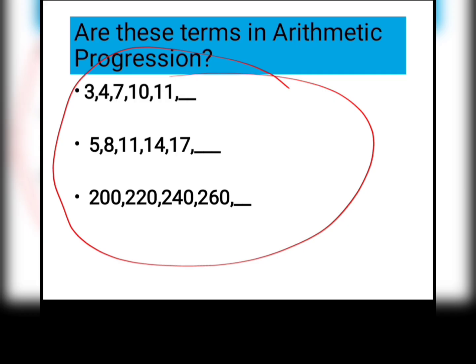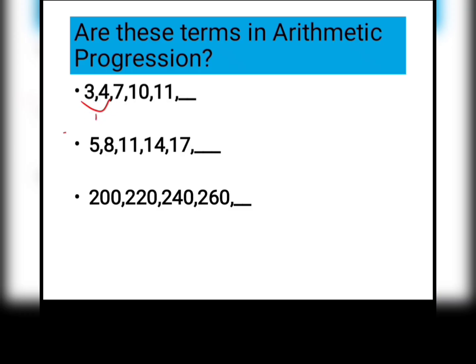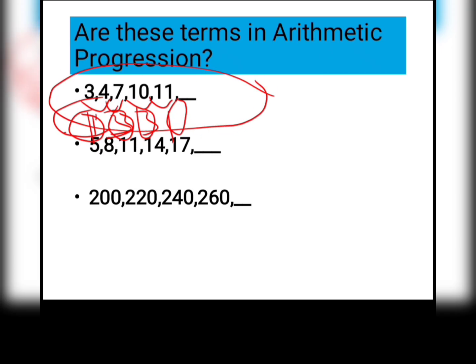I have just now told you, for a progression to be arithmetic, the next term will be the previous term plus a common difference. Difference between 4 and 3 is 1. Difference between 7 and 4 is 3. Difference between 10 and 7 is 3. Difference between 11 and 10 is 1. That means this difference should be the same for all the cases. It is different, so these terms are not in arithmetic progression.